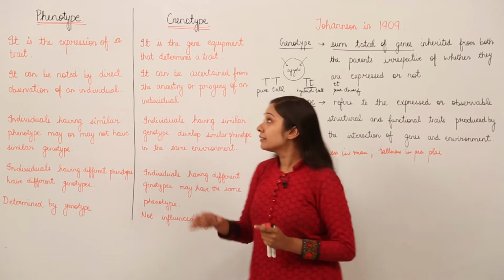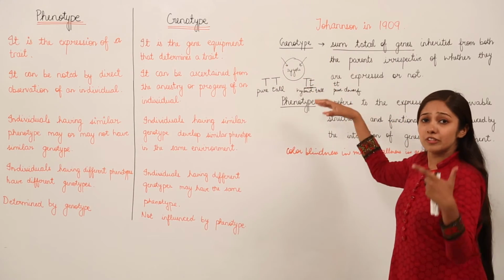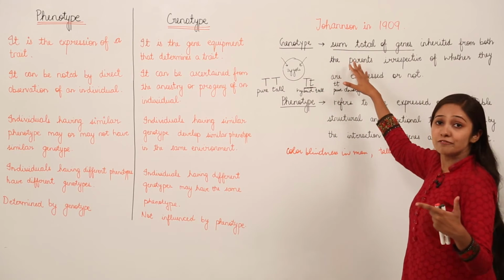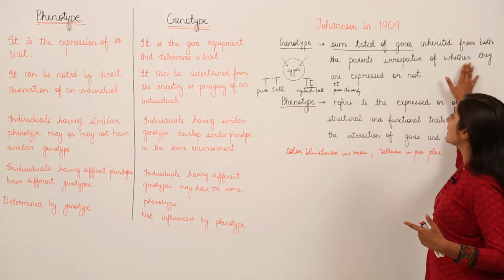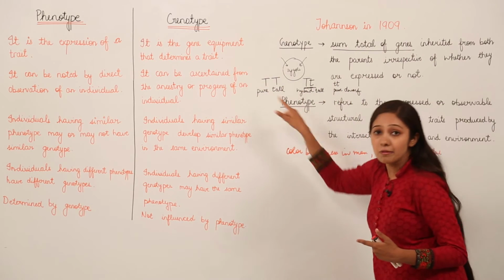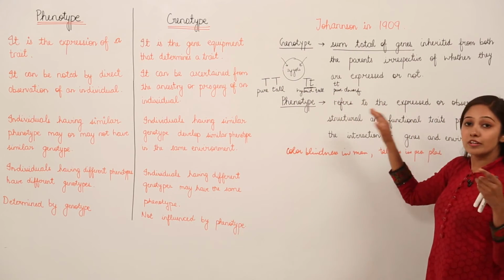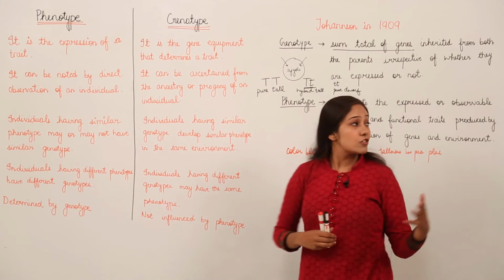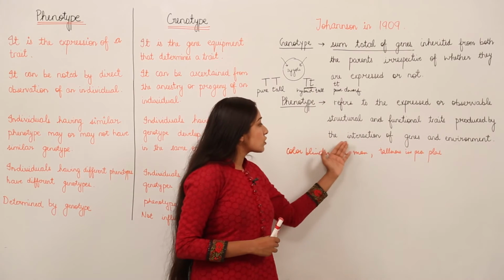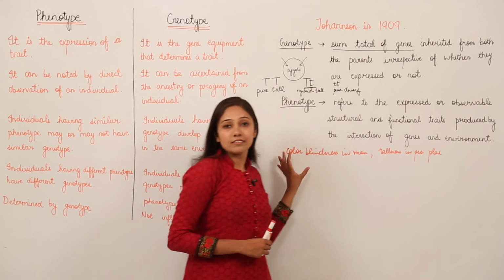Okay, so remember, what is genotype and phenotype? Genotype is a sum total of genes inherited from both the parents, irrespective of whether they are expressed or not. These are the examples. And what is phenotype? It refers to the expressed or observable structural and functional traits produced by the interaction of genes and environment. These are the examples. Okay.